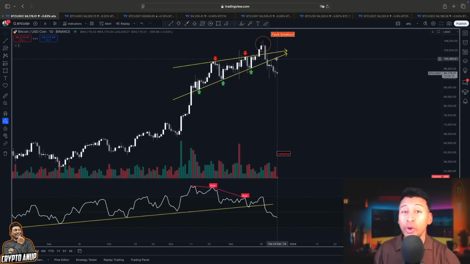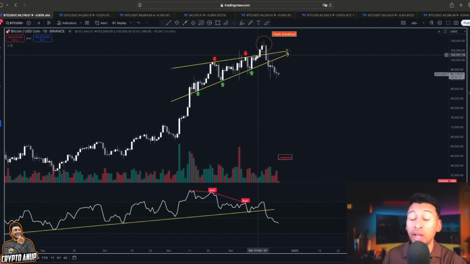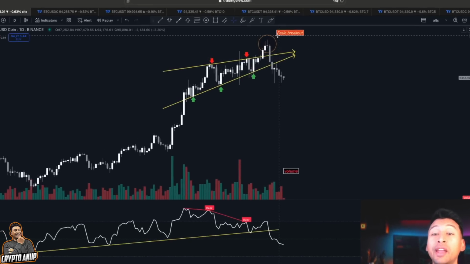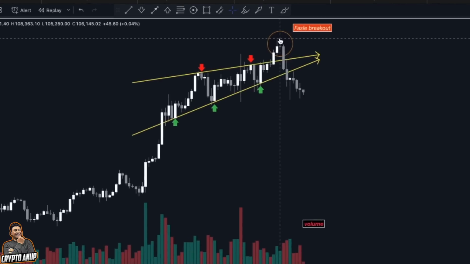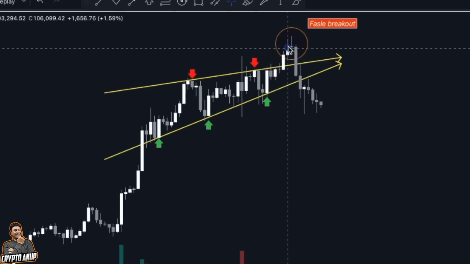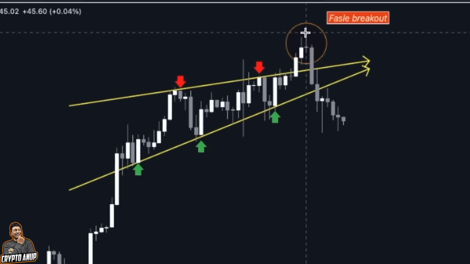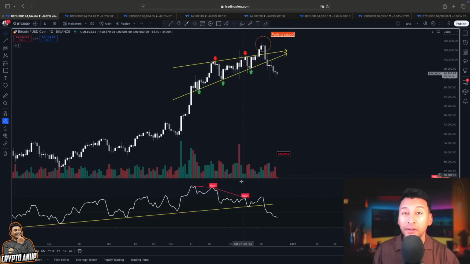First things first, let's look at this rising wedge. A rising wedge is a bearish continuation pattern, and when the price of Bitcoin, despite forming a rising wedge, was breaking to the upside, I was there warning you guys to be careful, because this bullish breakout could turn out to be a false breakout, because the indicators to the downside were completely disagreeing with this bullish breakout.